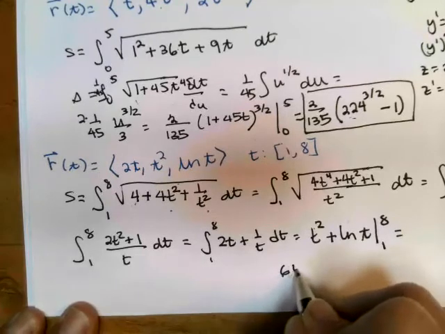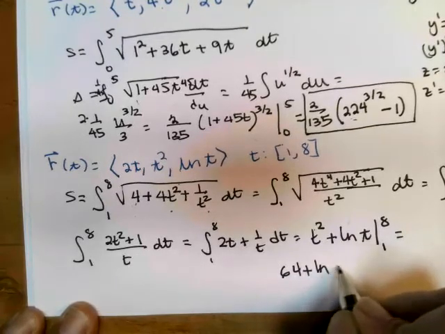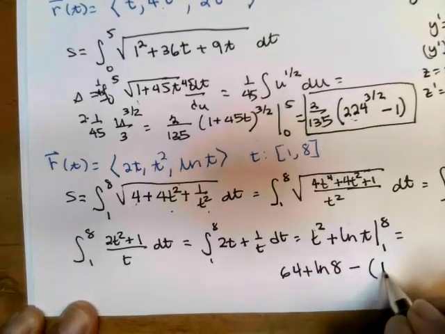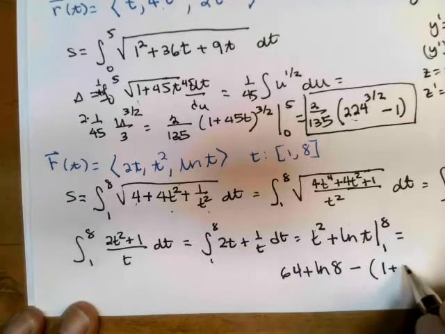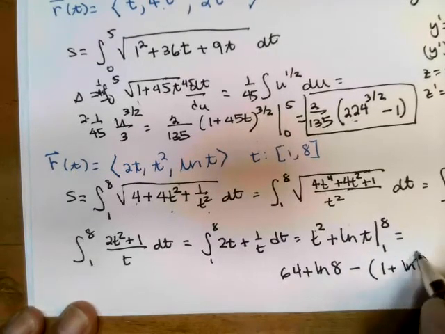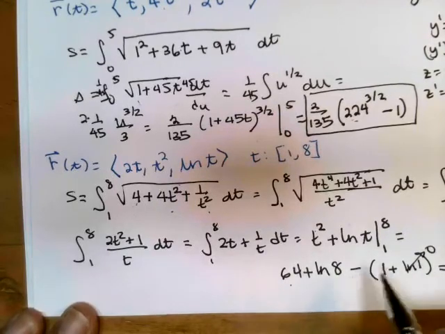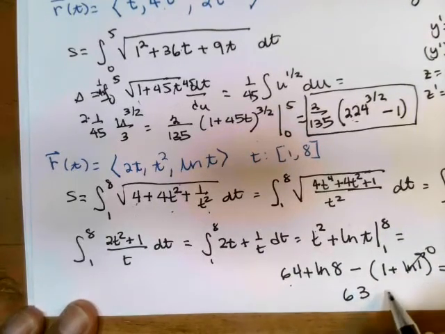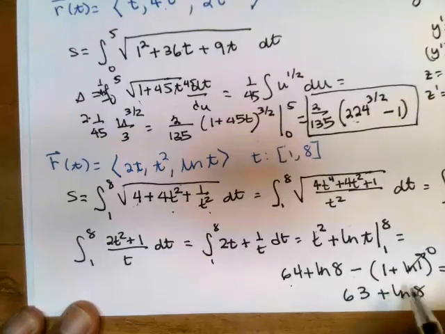Okay, so we're going to get 64 plus natural log of 8 minus 1 plus natural log of 1, and natural log of 1 is 0. So 64 minus 1 is 63 plus the natural log of 8.